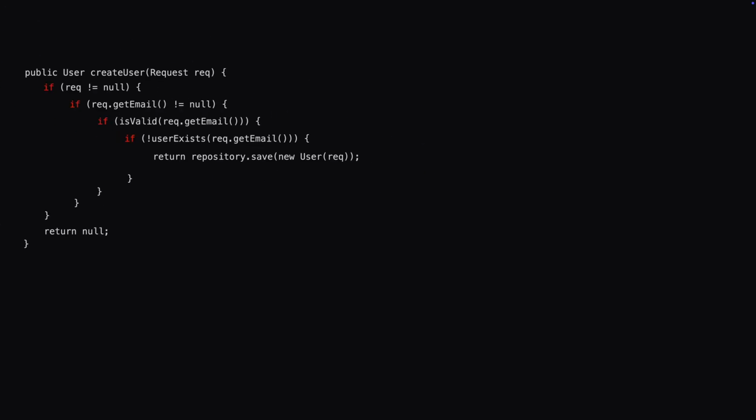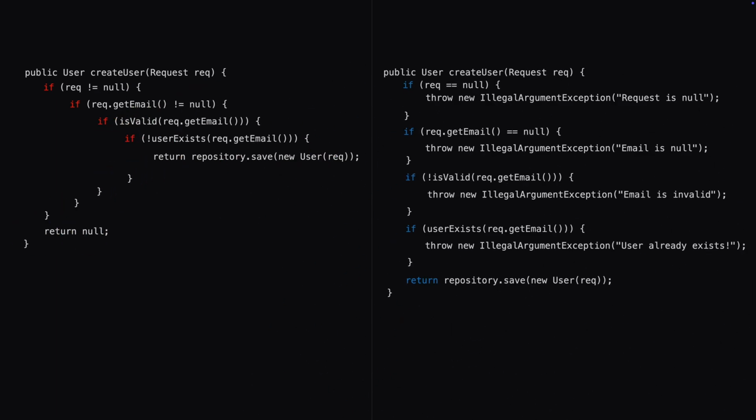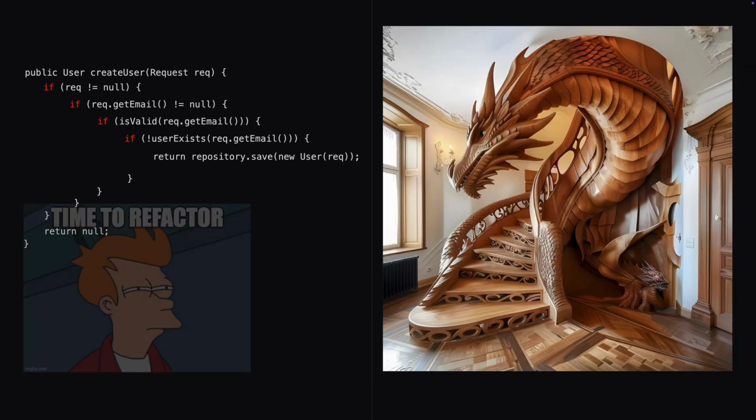Rule number two, avoid deep nesting. Every level of indentation is a tax on your brain. Your eyes shouldn't have to scroll sideways just to understand a simple business rule. Flat code is readable code. You can figure out what it does easily. So if your method looks like a staircase, it's time to refactor.